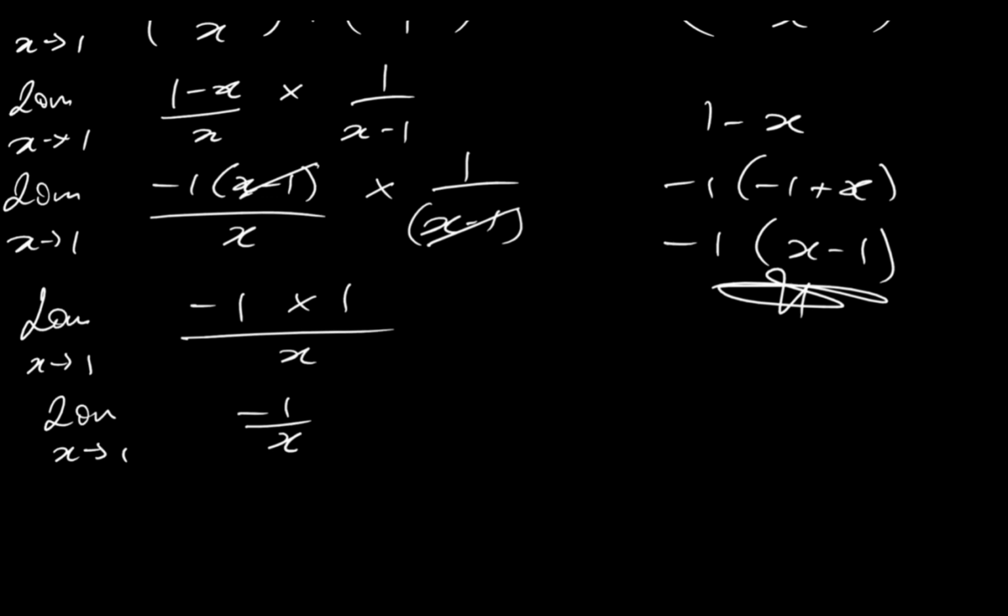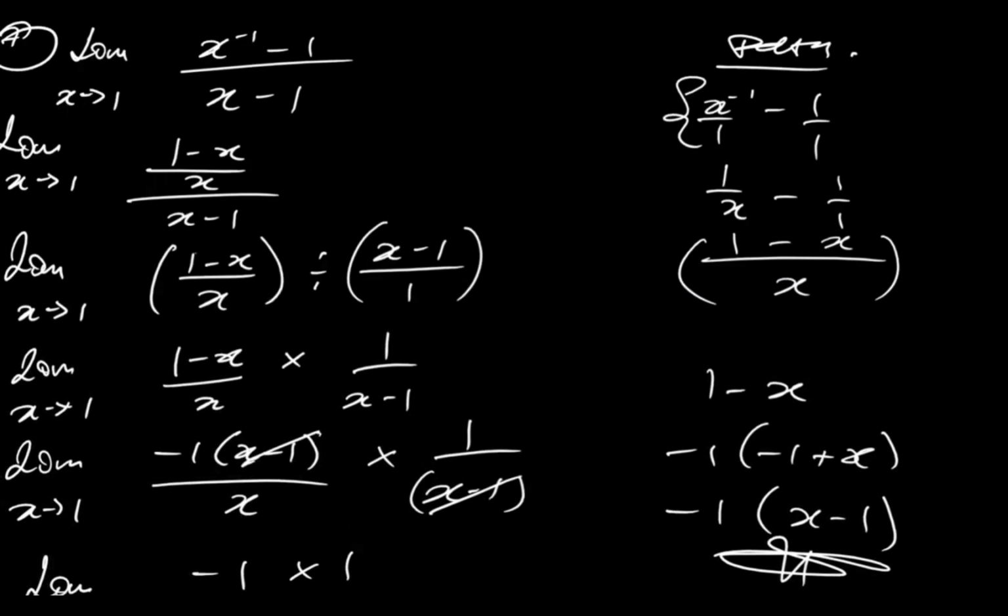If you plug in, you end up having negative 1 over 1. And the limit will just be negative 1. It's a very interesting question. Very, very interesting question. So remember to try all your methods. Let's look at another question. This is try 8.